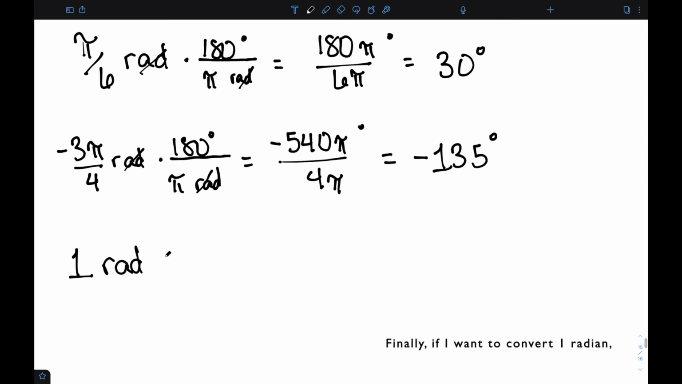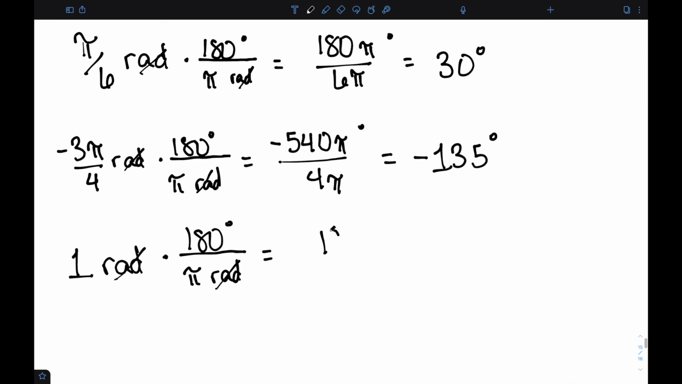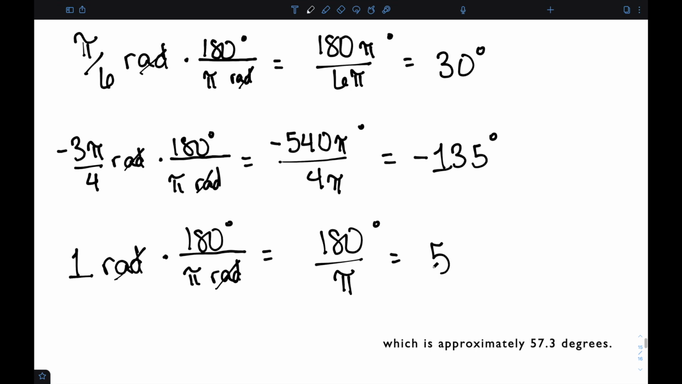Finally, if I want to convert 1 radian, I'll do 180 degrees on the top, pi radians on the bottom so that my radians unit cancels. And I'm left with 180 over pi degrees, which is approximately 57.3 degrees.